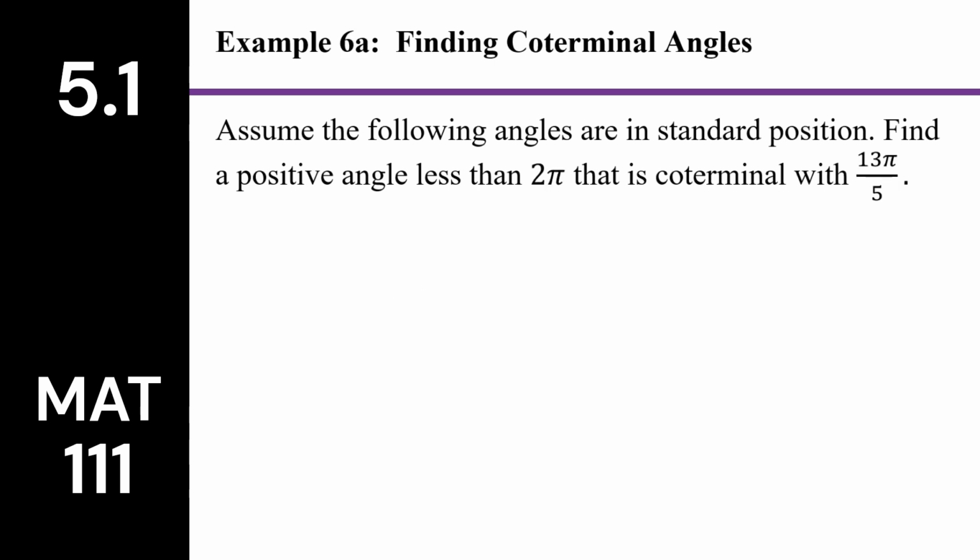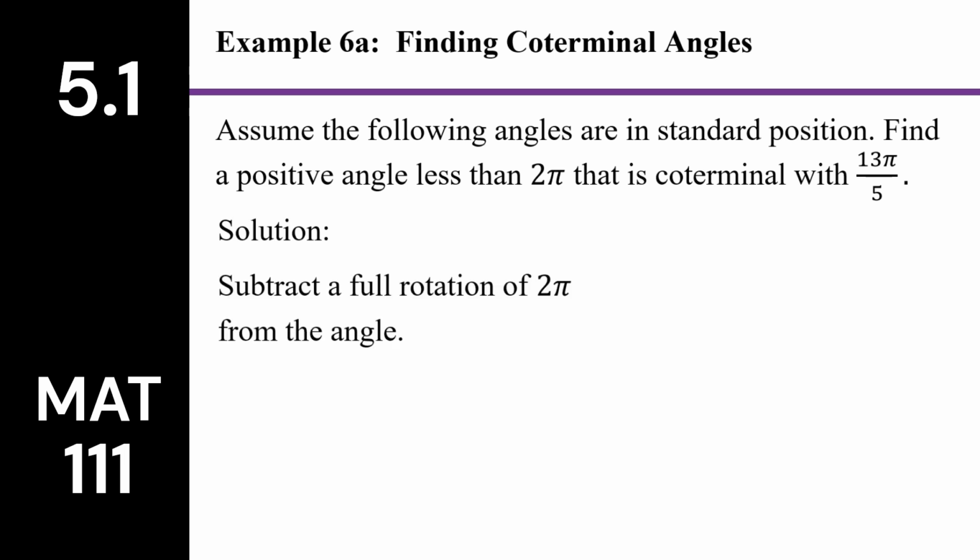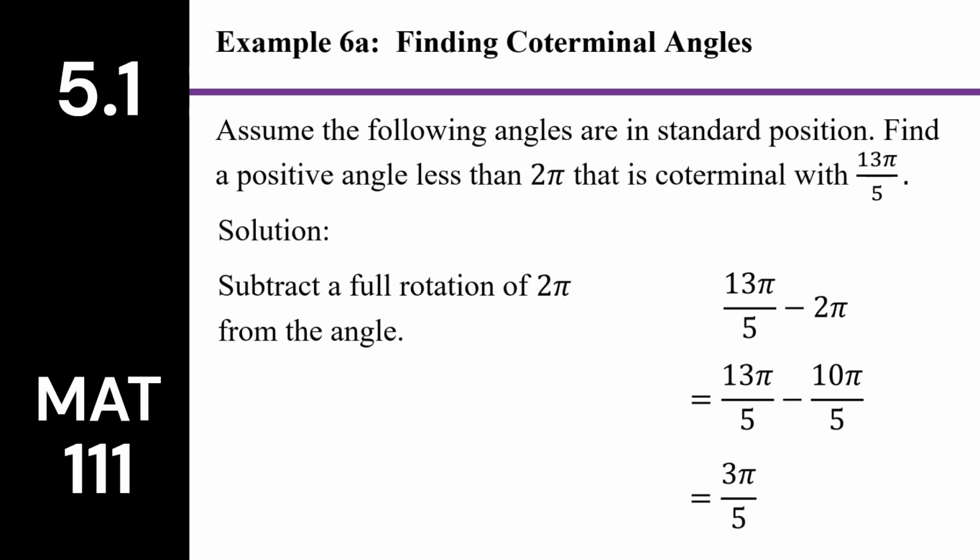In example 6, we're going to look at a couple examples where we do this in radians. So if we have 13 pi over 5, that's more than 2 pi, so we'll have to subtract a full rotation from our angle. So we take 13 pi over 5 and subtract 2 pi. Now with degrees, it seems simpler. With radians, we're going to have to get a common denominator. So 2 pi is 10 pi over 5, so you can see the 2 there, the 10 over 5. But this allows us to subtract 13 pi minus 10 pi is 3 pi all over 5.